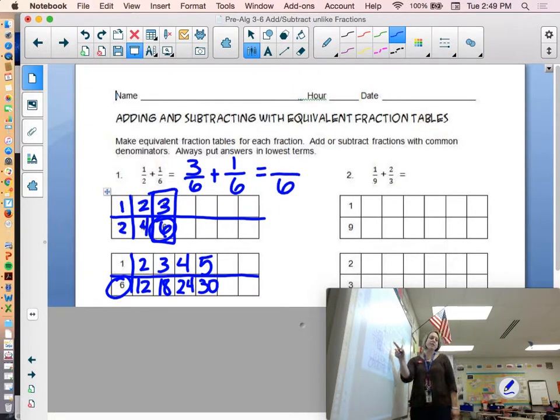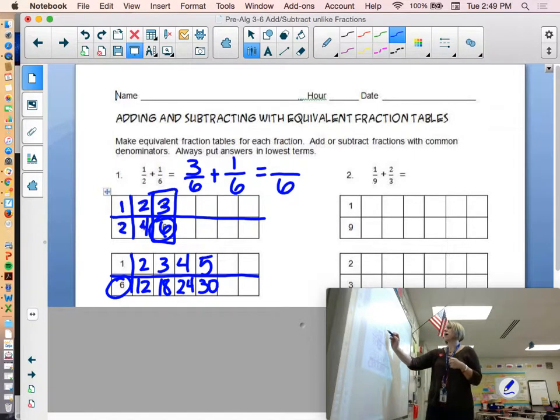You never add denominators. We never add and say 1/6 plus another 1/6 would be 2/12ths. That doesn't make any sense. That's not going to work. So instead, we keep the same size pieces. So it has to stay 6. And we add the numerators. 3 plus 1 is 4.